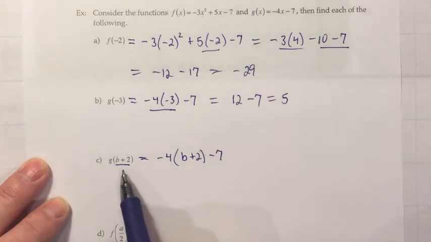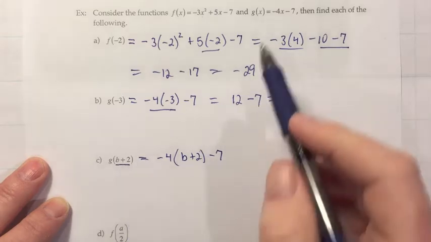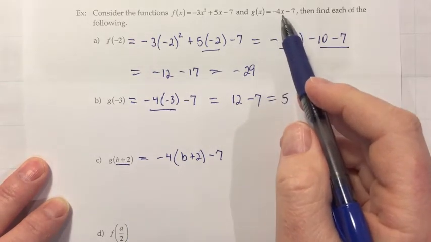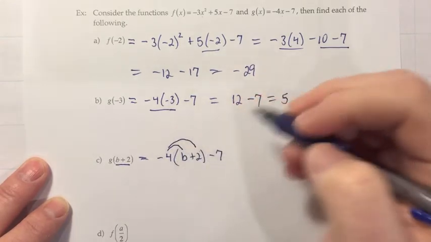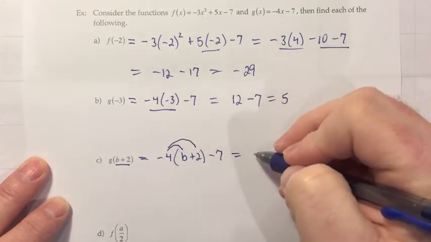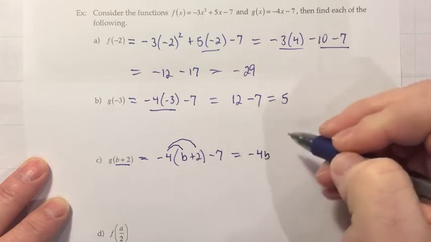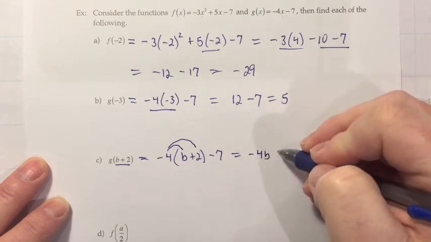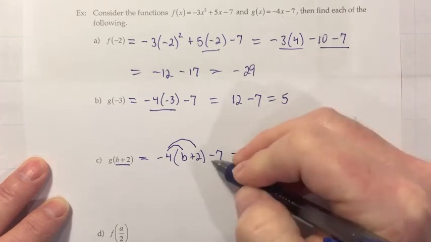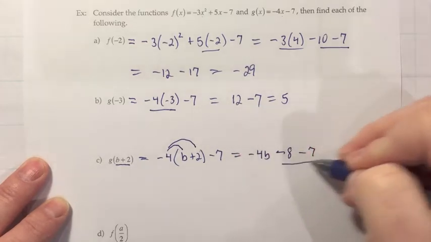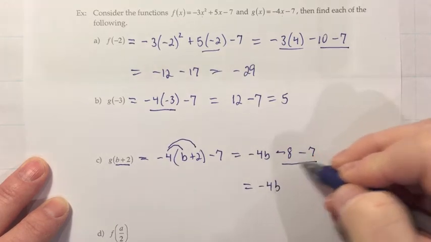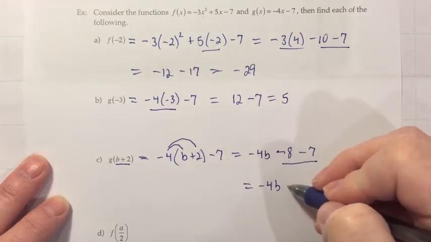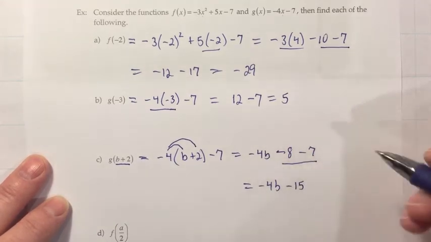So no matter what they put there, whether it's a number or some other expression, because it's replacing that x, we would also replace that x by the same thing, the b plus 2. And then after that, we would just simplify. So distributive property, negative 4 times b is negative 4b. Negative 4 times positive 2 is negative 8. And then we have this negative 7 here. Those two are like terms. So carry down the negative 4b, combine our two like terms there, and we get negative 15.